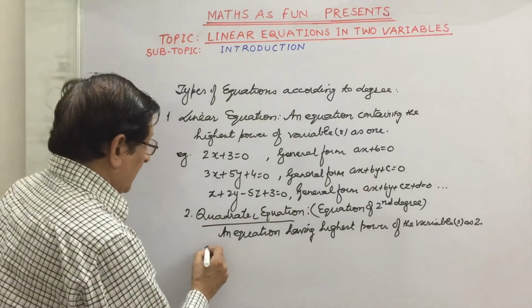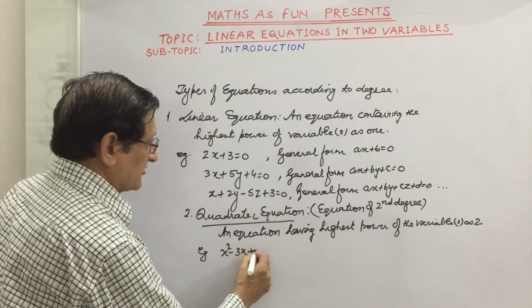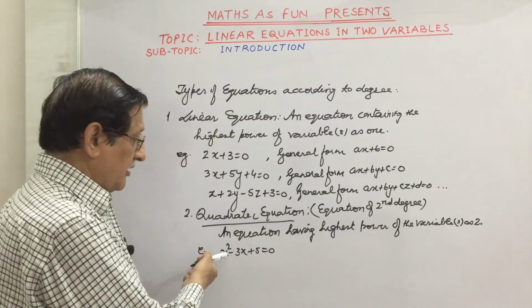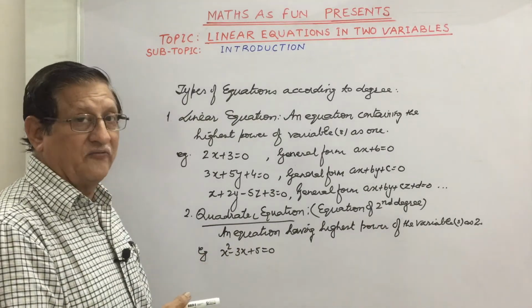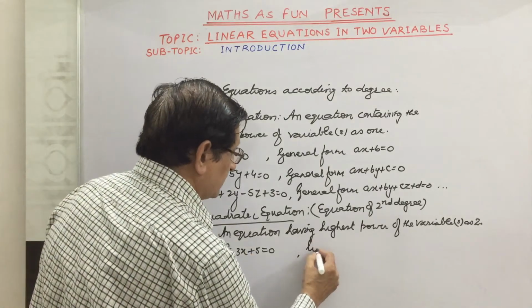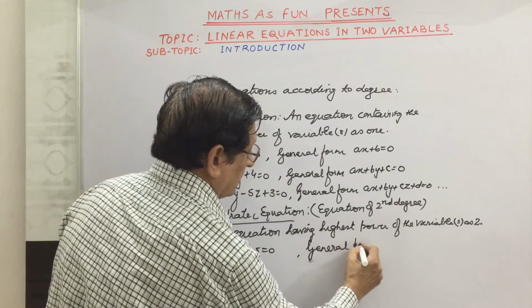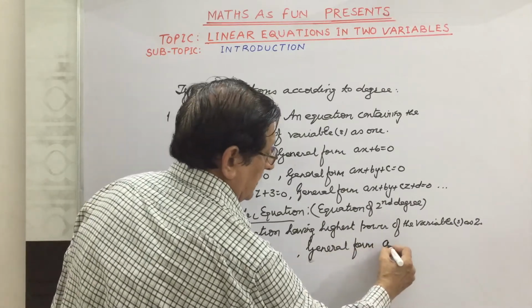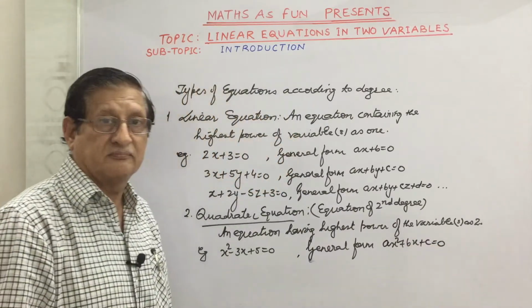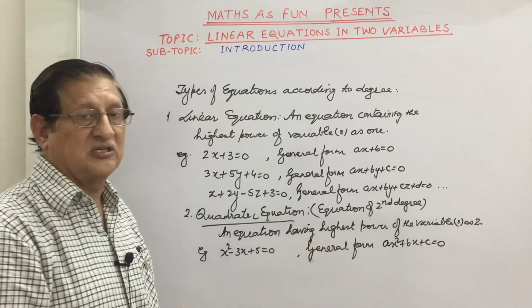For example, we have x square minus 3x plus 5 equal to 0 is a quadratic equation in one variable. And the general form of this is taken as ax square plus bx plus c equal to 0. That is, a is the coefficient of x square, b is the coefficient of x, and c is the constant term.